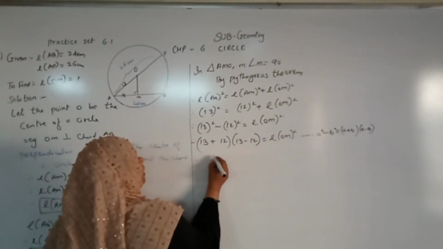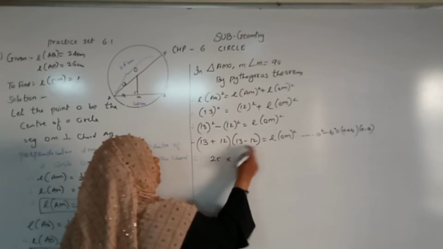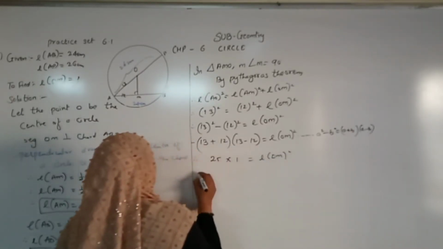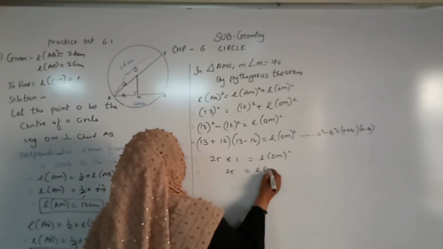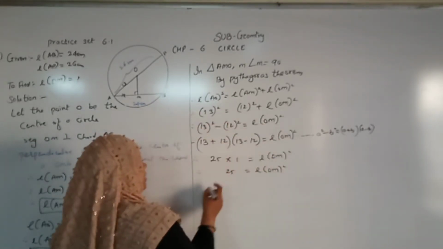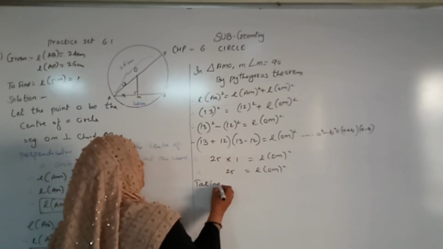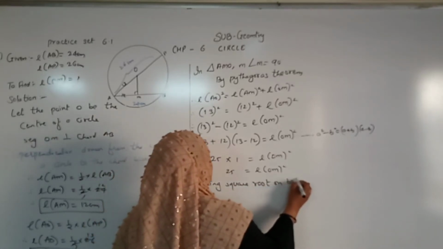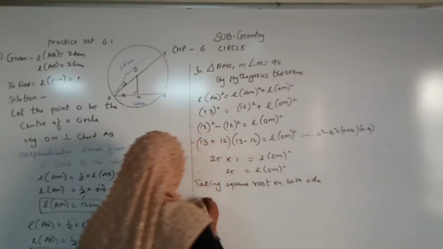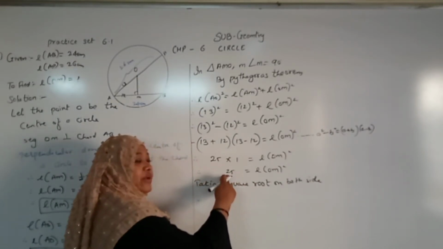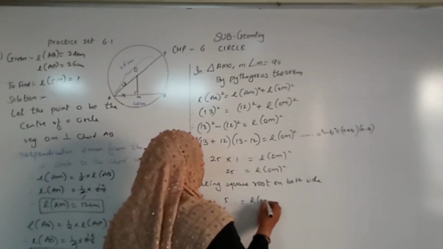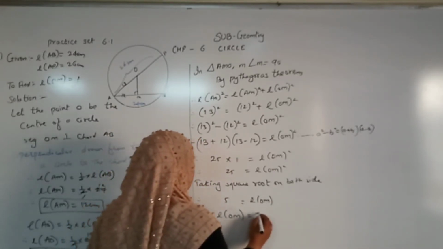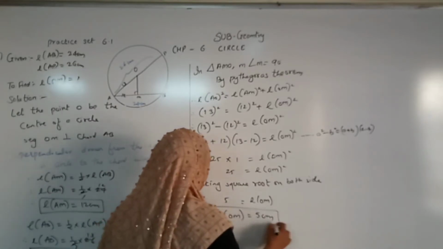So I got 25 into 1 equals OM squared. You very well know 25 ones are 25, equals the length of OM squared. Take out the square: I will take the square root on both sides. So the square root of 25 is 5, equals the length of OM. So the length of OM equals 5 centimeter.